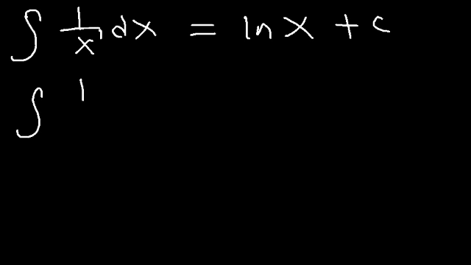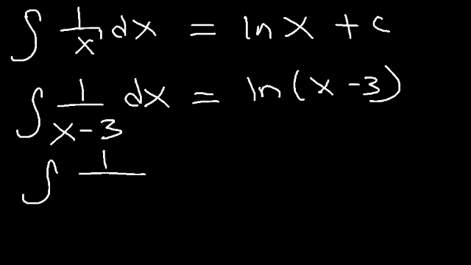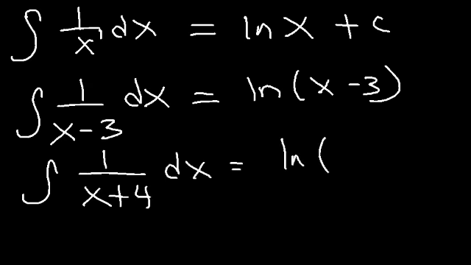Likewise, let's say you want to find the antiderivative of 1 over x minus 3. This is simply ln x minus 3. The antiderivative of 1 over, let's say, x plus 4, is just going to be ln x plus 4.